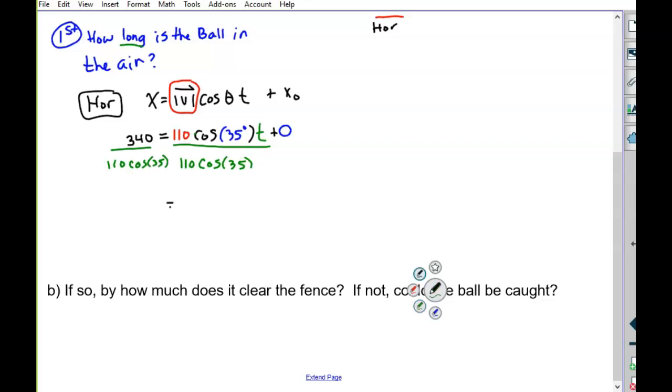And then in my calculator, you should put parentheses around the 110 times cosine of 35. Make sure you're in degrees mode. If you're in radians mode, it will change the answer. So go ahead and try this right now. Take 340 divided by 110 times the cosine of 35 degrees. And I usually round things to 3 decimals.